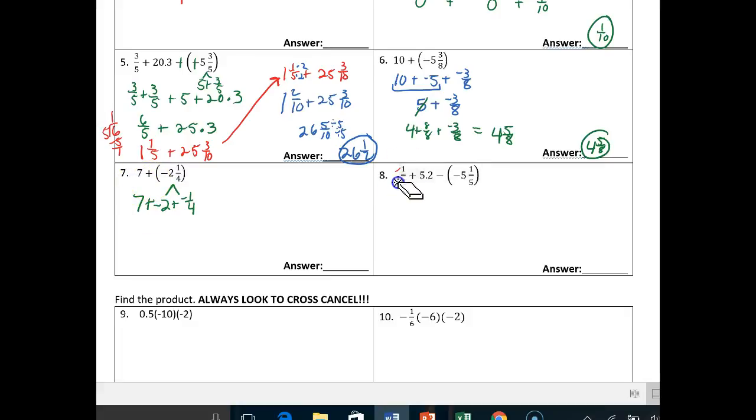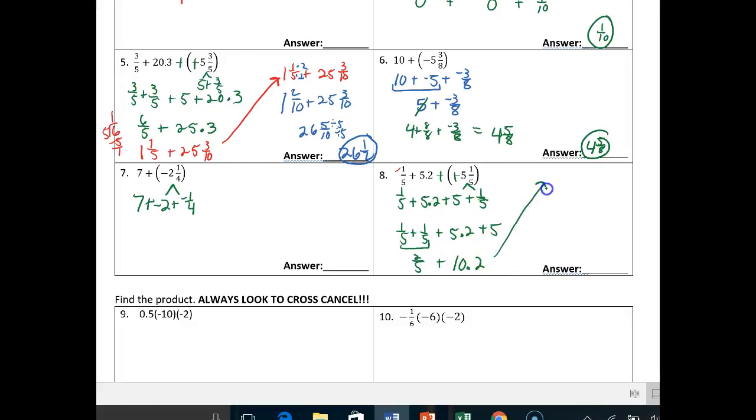Number 8, let's go through this and say, all right, keep, change, change. So we have 1/5 plus 5.2 plus 5 plus 1/5. Right, all I did was break those apart. They're both positive now after the keep, change, change. So 1/5 plus 1/5 plus 5.2 plus 5. This gives me 2/5, right? 2/5 plus 5.2 plus 5 is 10.2.